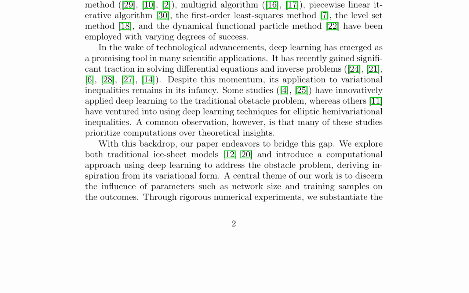This paper aims to bridge this gap by exploring both traditional ice sheet models and introducing a computational approach using deep learning to address the obstacle problem, drawing inspiration from its variational form. A key focus of this work is to investigate the influence of parameters such as network size and training samples on the outcomes. Through rigorous numerical experiments, the paper substantiates the effectiveness of this approach in estimating ice thickness.